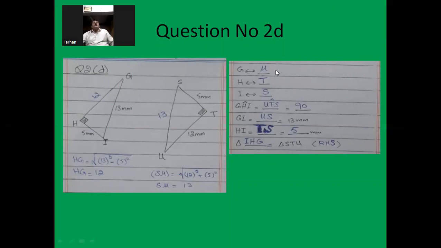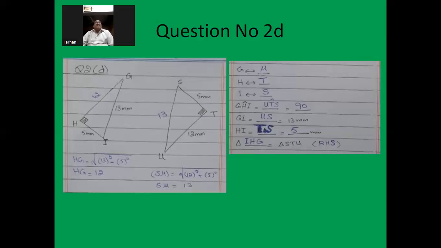So in this question, the G has the correspondence with the U, and H has the correspondence with the T, and the I has the correspondence with the S. Sorry, I said I. H has the correspondence with the T. Okay, so GHI is equal to UTS, equal to 90 degrees. GI side is equal to US, and that's 13 millimeters. It's given. In the same way, HI is equal to the TS, and they both are equal to 5 millimeters.